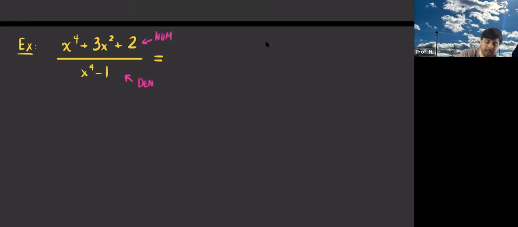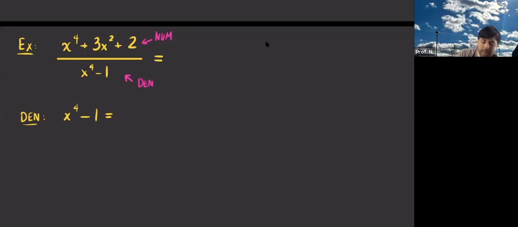Let's start with the denominator. The denominator is x to the fourth minus 1. What is this an example of? What kind of factoring scenario or case is this? There's a minus sign, so this indicates some kind of difference. Is it the difference of perfect squares? It is. It is difference of perfect squares.